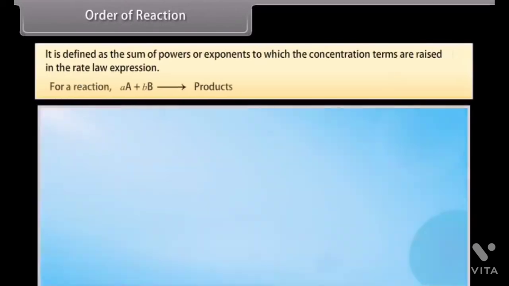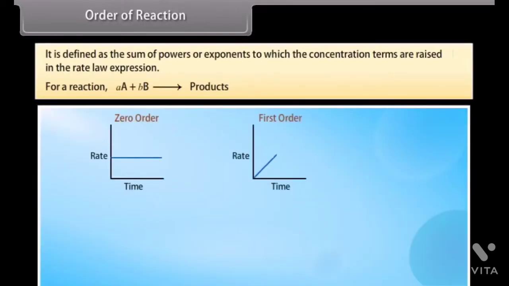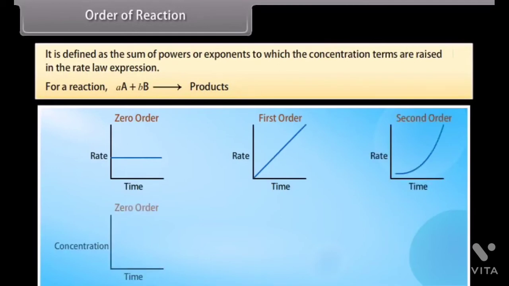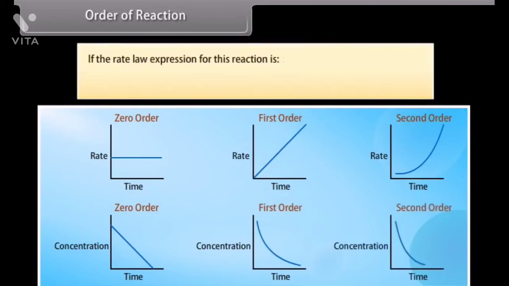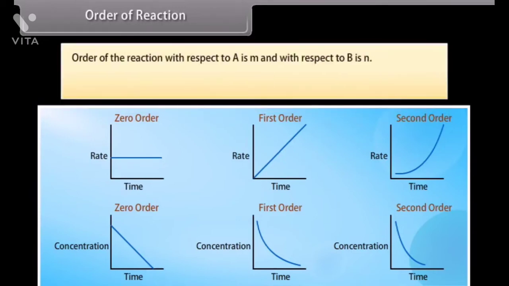Order of reaction. It is defined as the sum of powers or exponents to which the concentration terms are raised in the rate law expression. The rate law expression for a given reaction is: rate of reaction is equal to the product of K, [A] raised to the power m and [B] raised to the power n. The order of this reaction is equal to m plus n. The order of the reaction with respect to A is m and with respect to B is n.